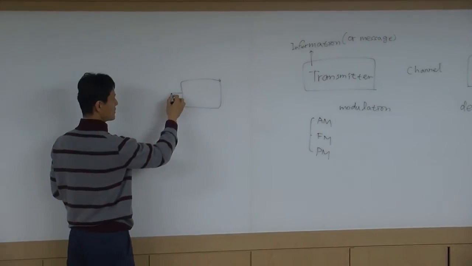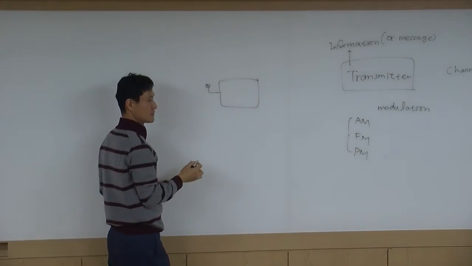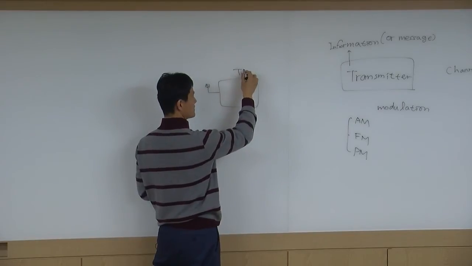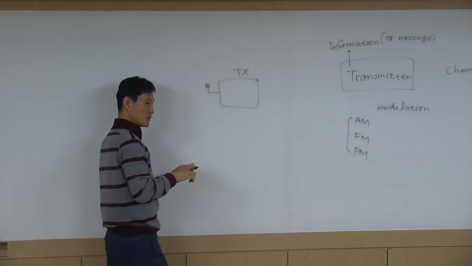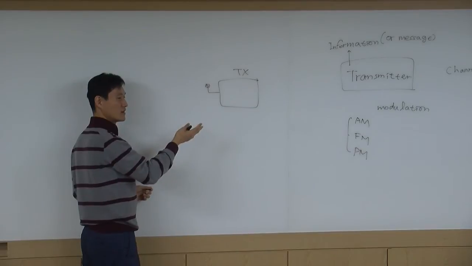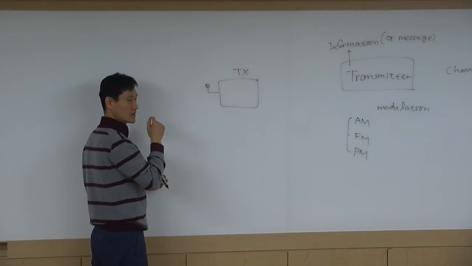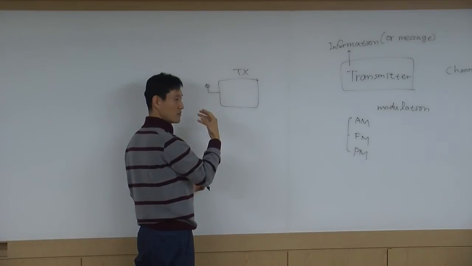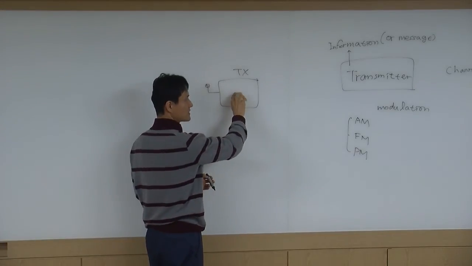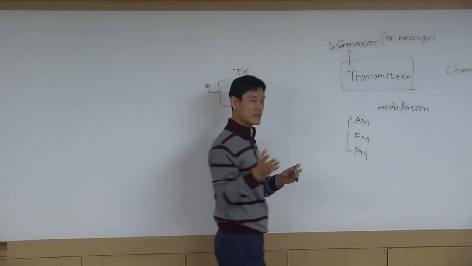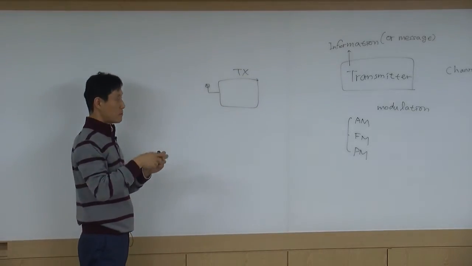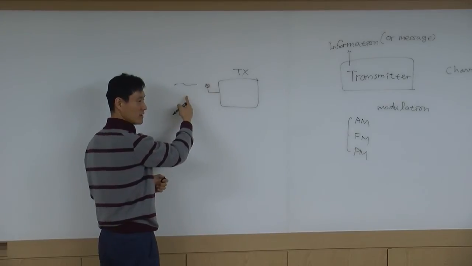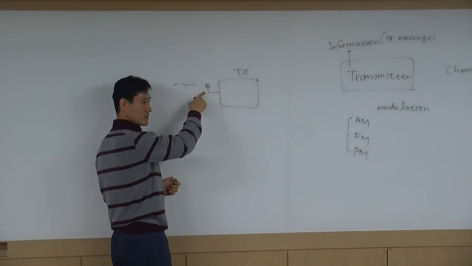My transmitter now, I make it this way. I have a microphone, okay? And this is my transmitter. So what I'm going to do is talk over the microphone. The microphone will record my message, my voice, and then send it to the receiver. Think about that case. In that case, my voice is analog.